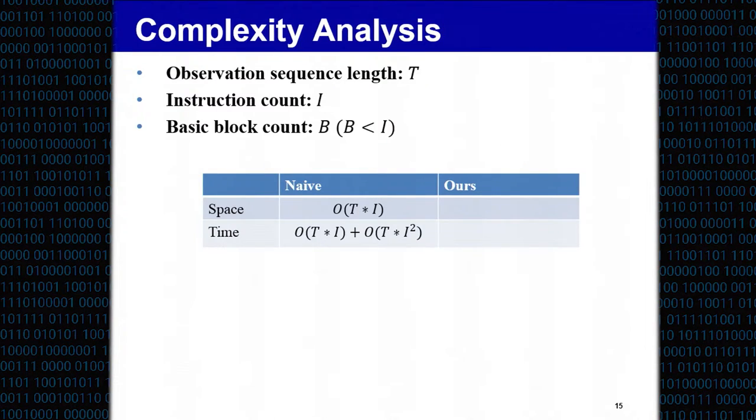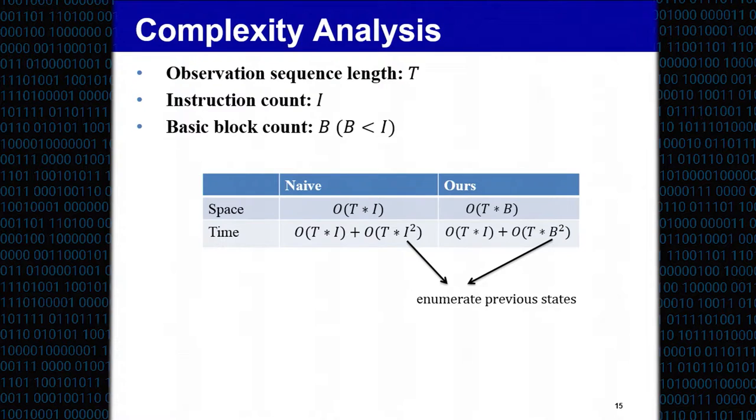We compare the complexity of our method with the naive design. Suppose the observation sequence length is T, the instruction count is I, and the basic block count is B. Because our method has fewer states, the array used to record M values is smaller, and we can reduce the space complexity. Our method can also reduce the time complexity. First, because both methods define observation symbols for single instructions, the total cost of evaluating the probability for states given observations is the same. But because our method has fewer states, the cost of enumerating previous states is smaller.